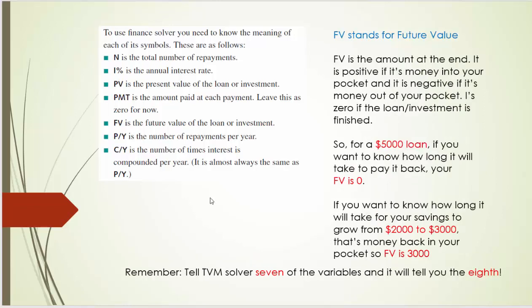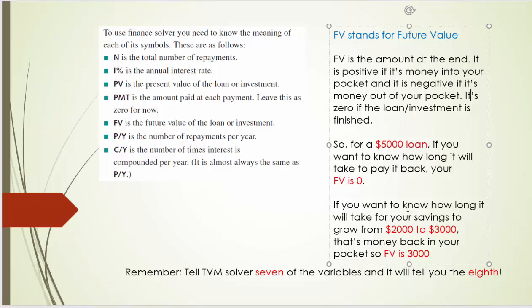FV, as I've already told you, stands for future value. That's the money at the end of the period. Again, if it's money into your pocket, it's positive, and it's negative if it's going out of your pocket. Also, by the way, it's 0 if the loan or investment is finished and nothing left in or out. So for example, if you have a $5,000 loan and you want to know how long it'll take to pay it back, you set FV equals 0 and it'll tell you how long to pay it back.